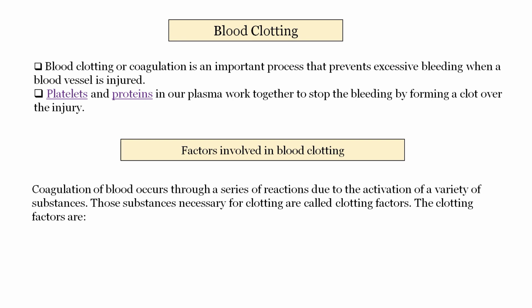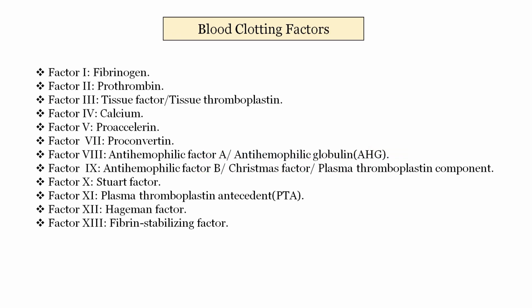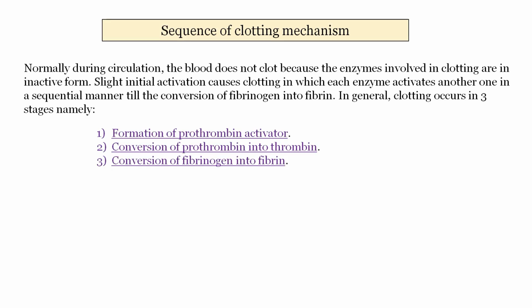The clotting factors are Factor 1, fibrinogen; Factor 2, prothrombin; Factor 3, tissue factor or tissue thromboplastin; Factor 4, calcium; Factor 5, proaccelerin; Factor 7, proconvertin; Factor 8, antihemophilic factor A or antihemophilic globulin; Factor 9, antihemophilic factor B or Christmas factor or plasma thromboplastin component; Factor 10, Stewart factor; Factor 11, plasma thromboplastin antecedent; Factor 12, Hageman factor; Factor 13, fibrin stabilizing factor. Sequence of clotting mechanism.